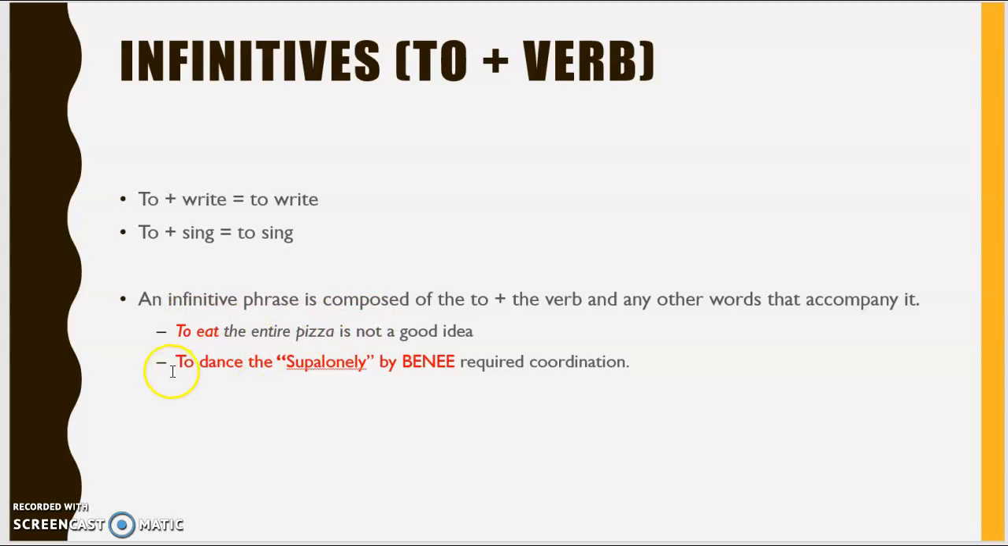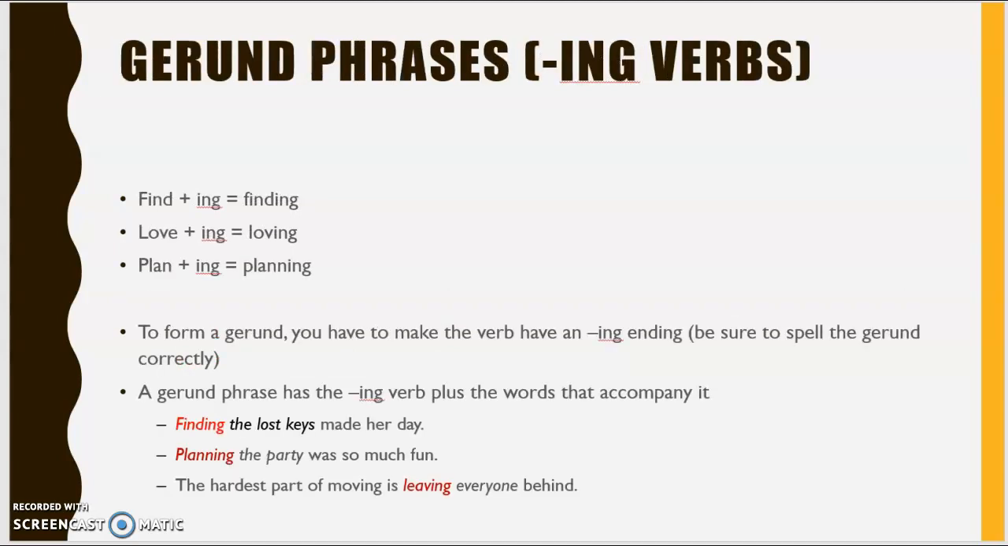And the second one, to dance the Electric Slide, required coordination. To dance is not the main verb. It's the subject of the sentence. The main verb is required.